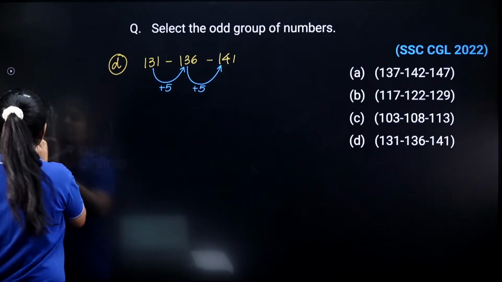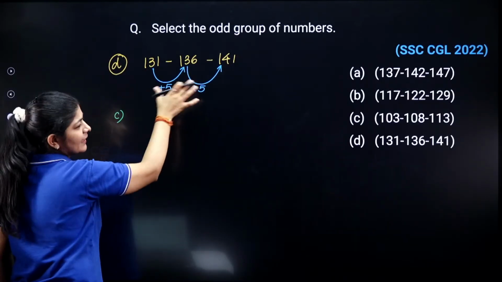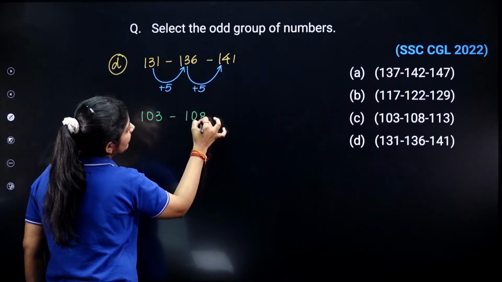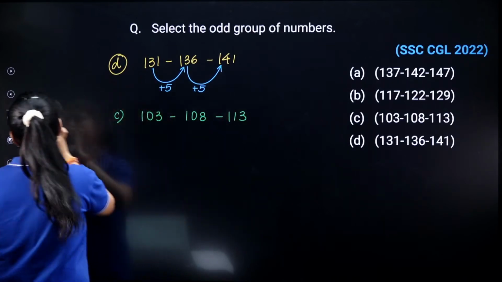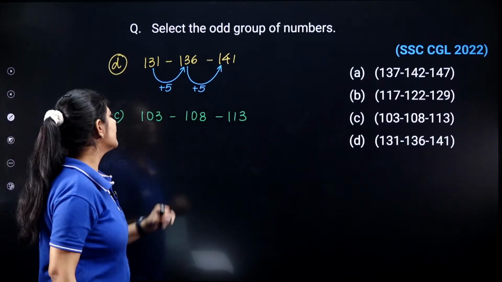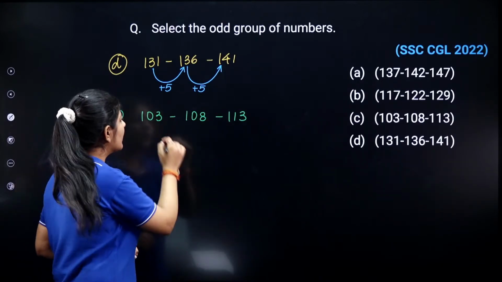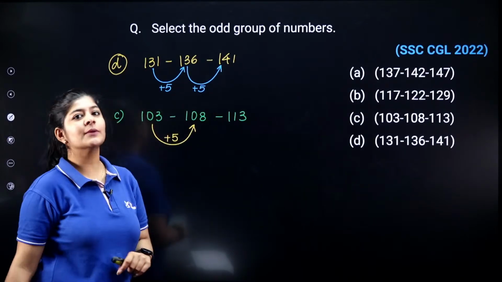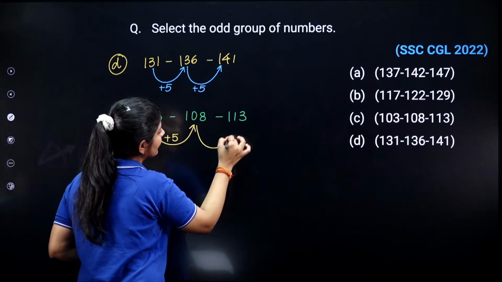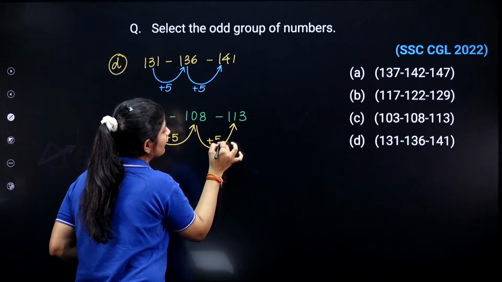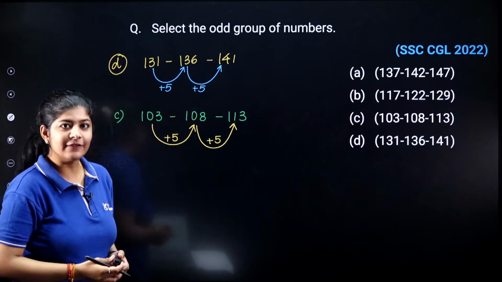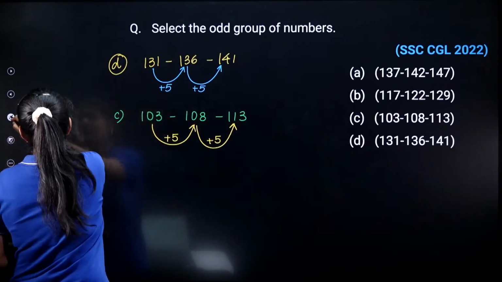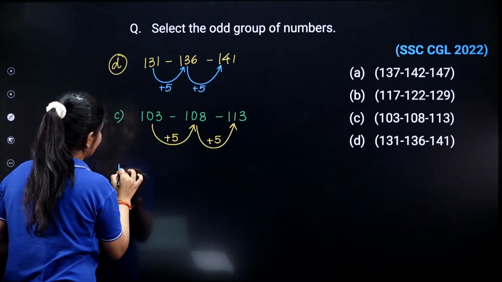Now, check option number C. Here I am getting this pattern: 103, 108 and 113. If I want to convert 103 to 108, I need to add plus 5. If I want to convert 108 into 113, again I need to add plus 5. Are we getting the same pattern in these two options? Yes.